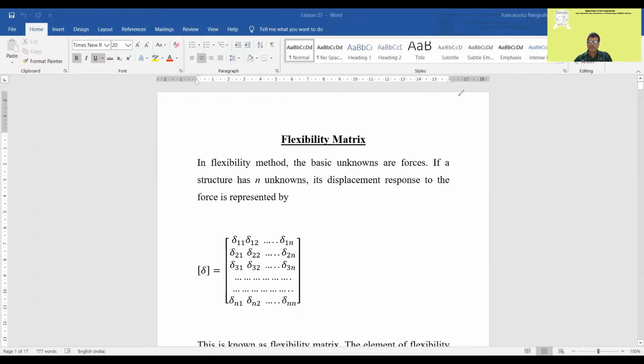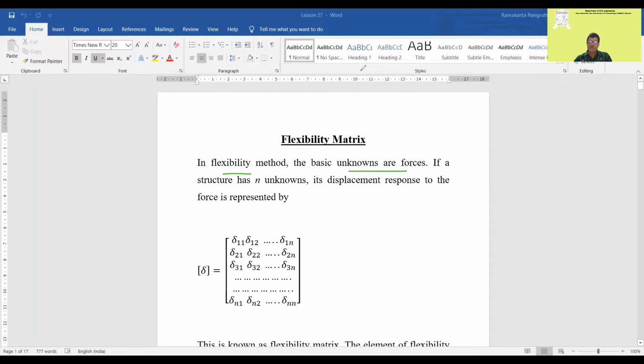So let us start with the theoretical background of the flexibility matrix and how to calculate the redundant forces and then the member forces by this method. As we have discussed, in the flexibility method the basic unknowns are the forces.